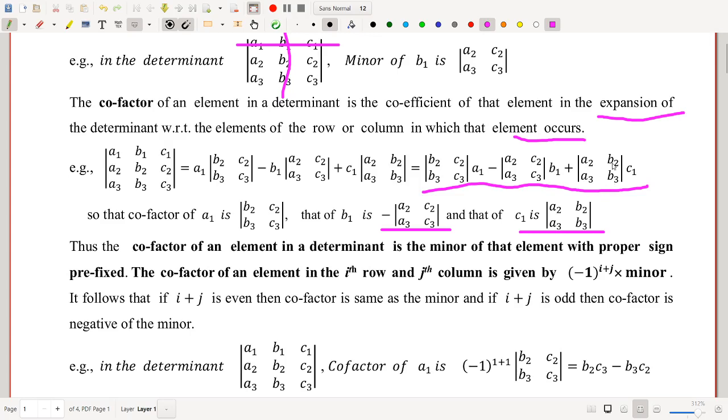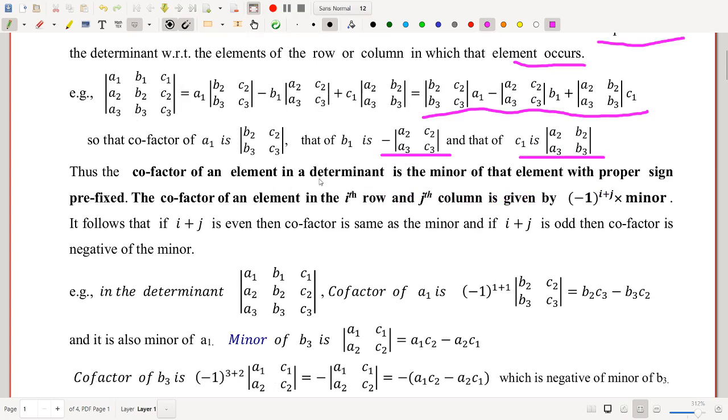Now these cofactors are also minors. We have seen these are the minors but with proper sign, because for A1 and C1 the cofactors and minors are same, but for B1 cofactor is negative of the minor of B1. Thus the cofactor of an element in a determinant is the minor of that element with proper sign prefixed. That is important. Now how to prefix the sign?